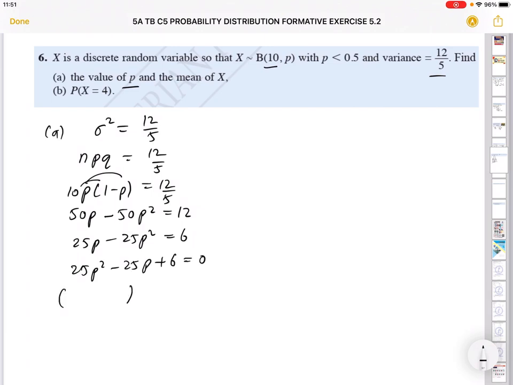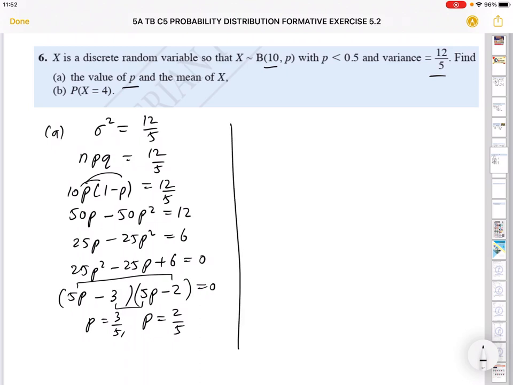And we can double bracket factorize this. 5p, 5p. Let me see. This will be 2, this should be 3, minus. So p is either 3 over 5 or 2 over 5. To get 25, this should be 10 and 15. Minus 10 minus 15 is minus 25. Okay, I got two answers for p, but which one do I take? Let's say p is less than 0.5. Since p is less than 0.5, we take 2 over 5 as the answer, or 0.4.